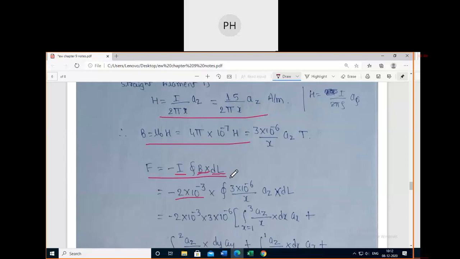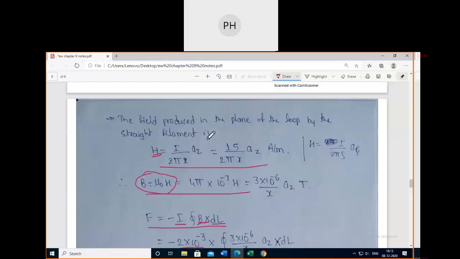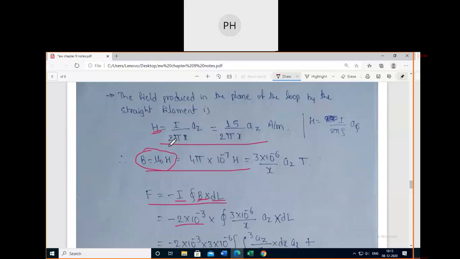Now we have to calculate B. We can calculate B as mu naught into H. In the previous chapter we saw the relationship between B and H. We can write H is equal to B divided by mu naught, or B is equal to mu naught into H. You can write either expression. Here we can find H with respect to a line charge: H is equal to I divided by 2 pi x into AZ.